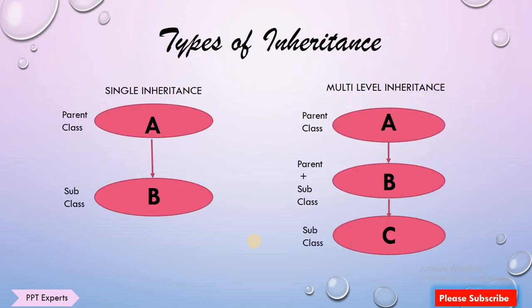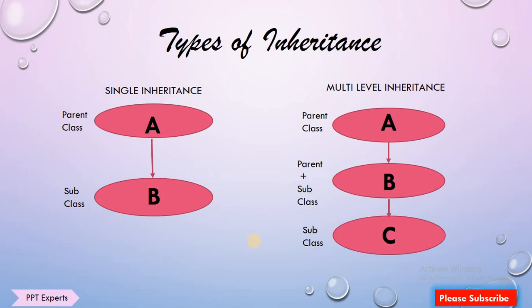There are 4 types of inheritance. First we will see single inheritance, in which there is only a single parent class and a subclass, and the subclass inherits the features of the parent class. So here class B extends class A. Class B is inheriting the features of class A.